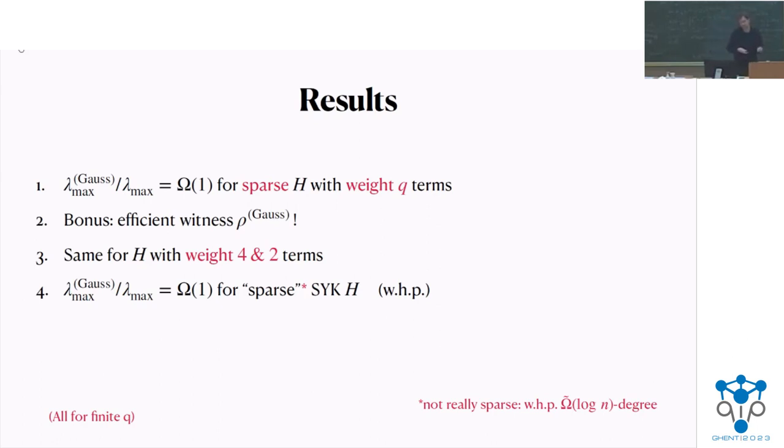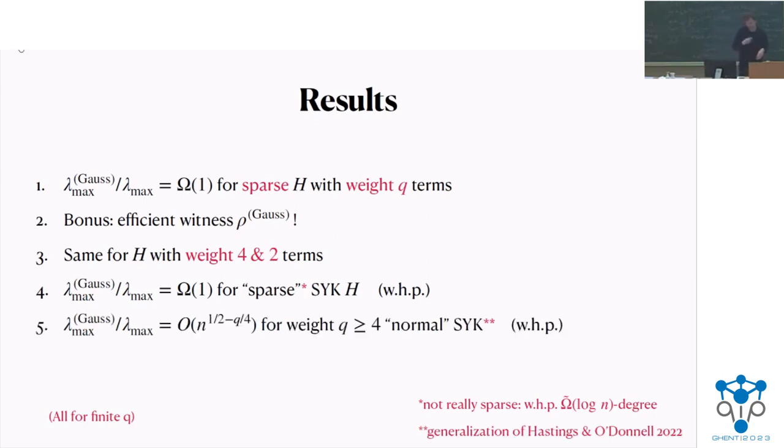And the sparsified versions of SYK have physical relevance because the low energy properties are conjectured, with some numerical basis, I believe, at this point, to be of similar type to the normal SYK. And finally, we extended the result of Hastings and O'Donnell to an arbitrary version of SYK, not just for local interactions, but for any weight that's bigger than 4, that is even.